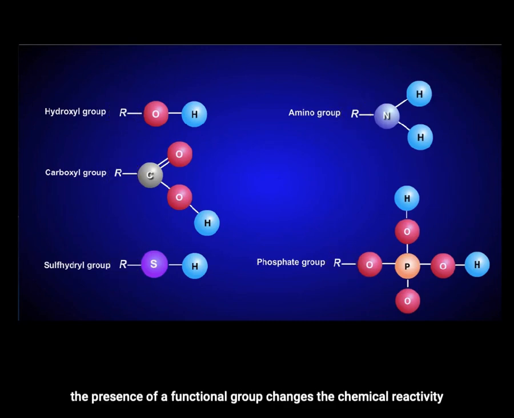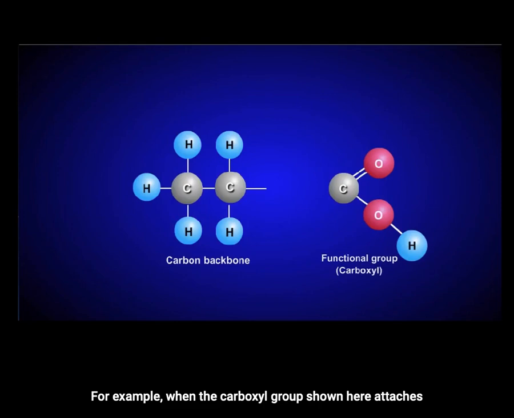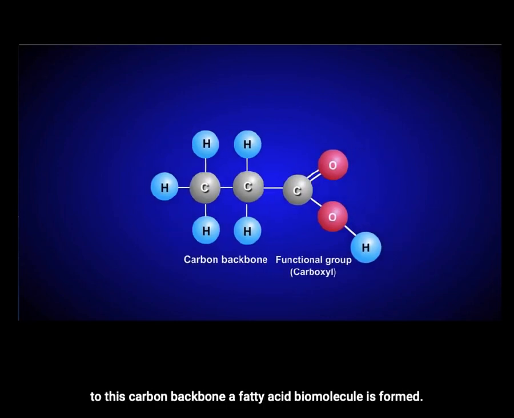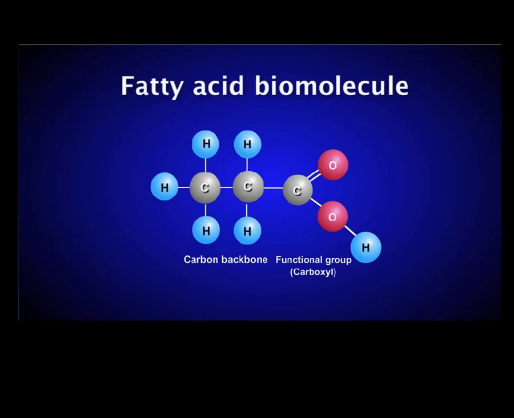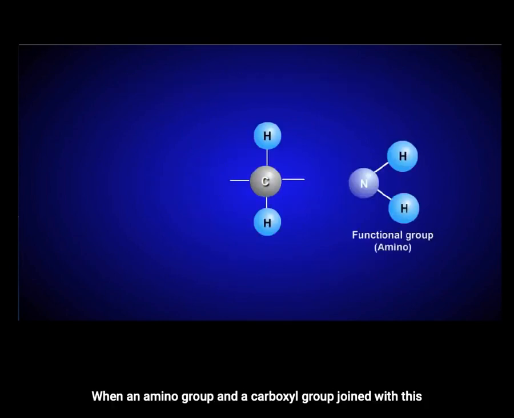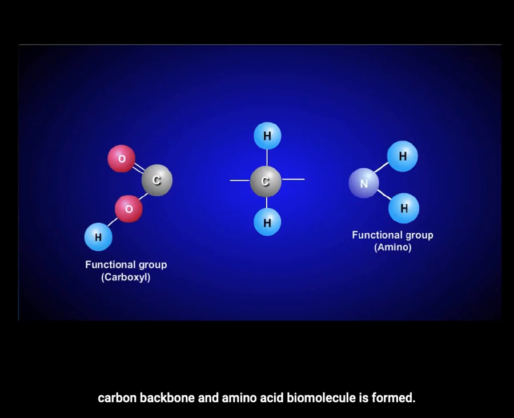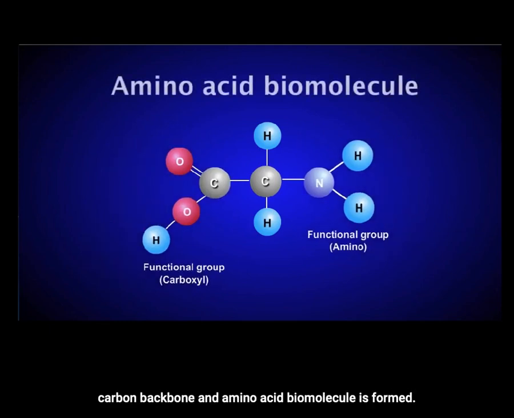The presence of a functional group changes the chemical reactivity of the biomolecule. Functional groups, therefore, help determine the identity of the biomolecule. For example, when the carboxyl group shown here attaches to this carbon backbone, a fatty acid biomolecule is formed. When an amino group and a carboxyl group join with this carbon backbone, an amino acid biomolecule is formed.